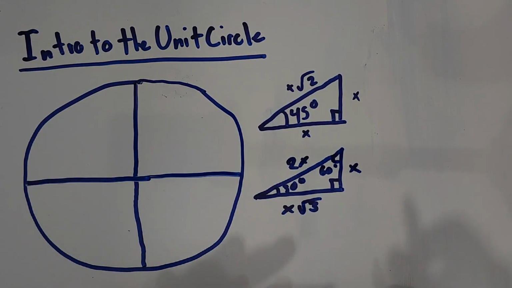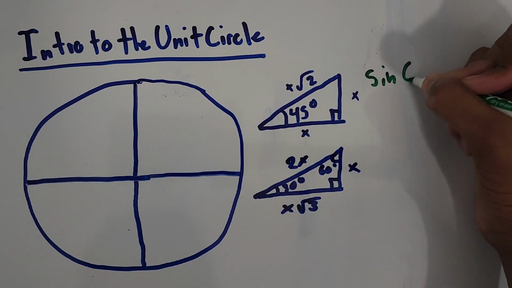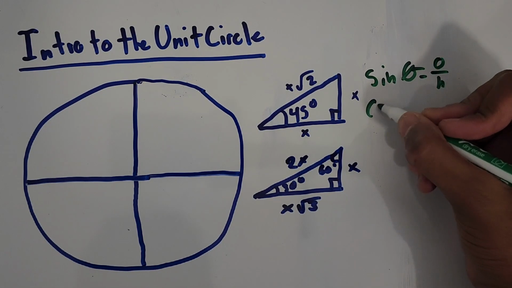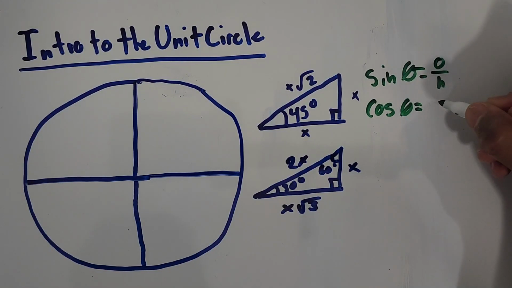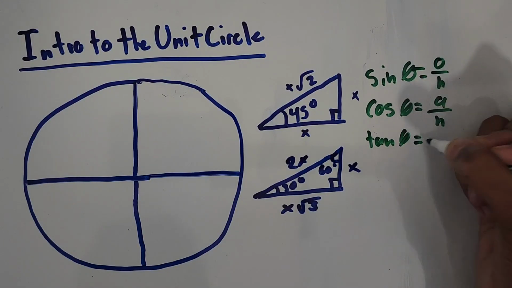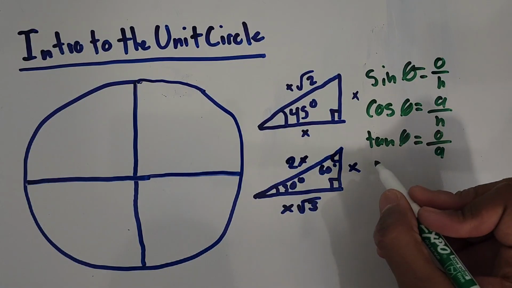So what we can do is connect this to the unit circle, but first let's also review sine, cosine, tangent, and our reciprocal identities of cosecant, secant, and cotangent. So, you know that sine is equal to opposite over hypotenuse, cosine is equal to adjacent over hypotenuse, and tangent is equal to opposite over adjacent. And just in case you don't know those, you can use the phrase SOHCAHTOA to help you memorize those values.